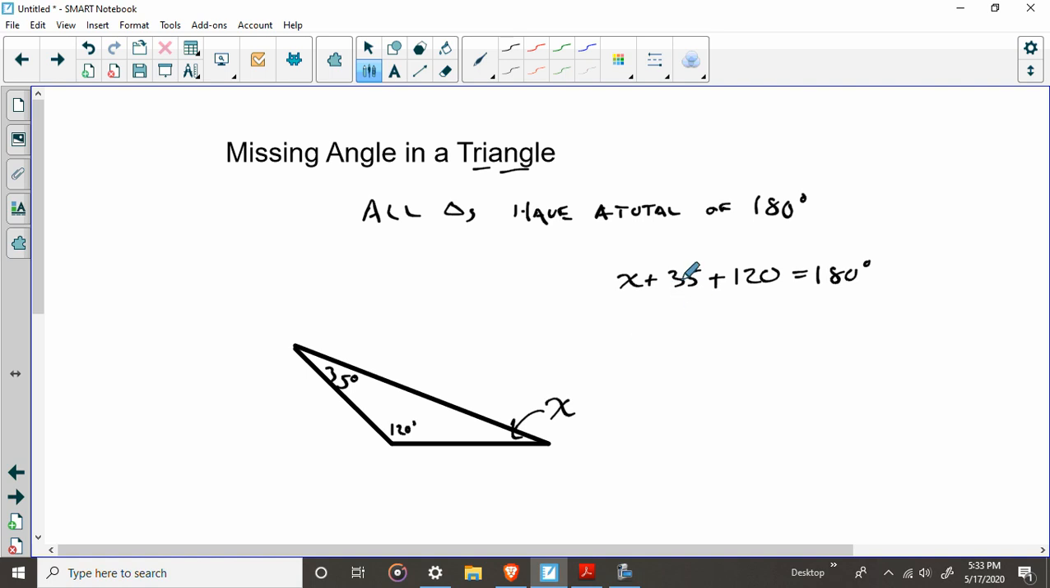All right, 35 and 120 is going to equal 155 degrees. So I know that x plus the 155 between these two angles adds up to 180. All you've got to do from there is subtract 155. If we take away the 155, we'll see what's left over. Well, 180 minus 155 is 25 degrees. So what did you find out? That these three angles now add up to 180 degrees.